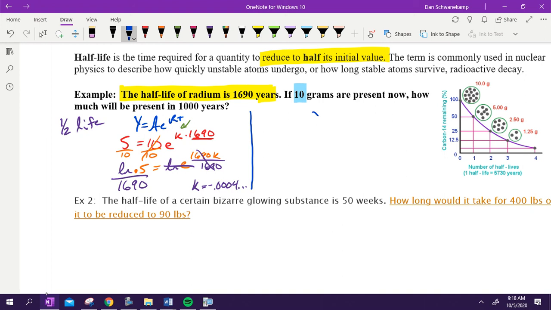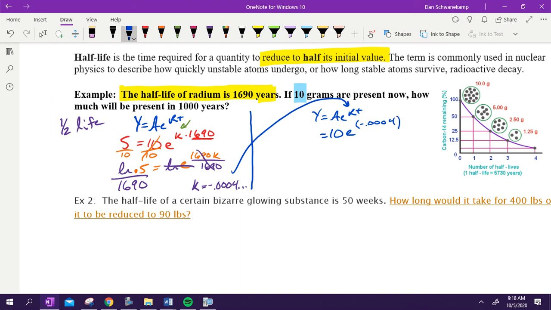Okay, so let's go back to this. It's half-life. y equals Ae^(kt). 10 grams are present now. That's my starting amount. How much is going to be present in 1,000 years? I know what my k is now. It's this negative 0.0004 number. I'm substituting that in for my growth rate.